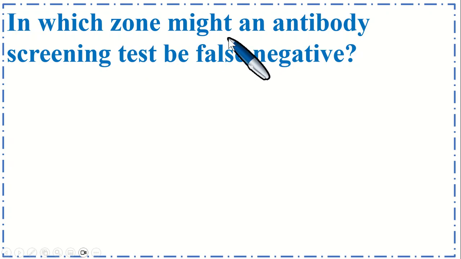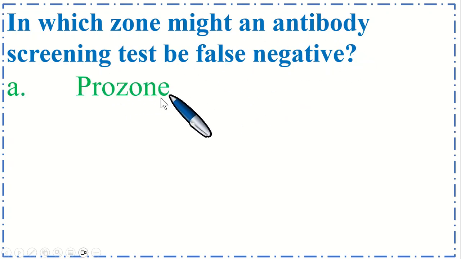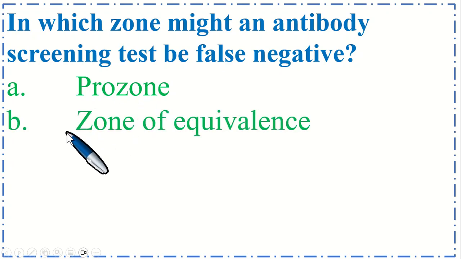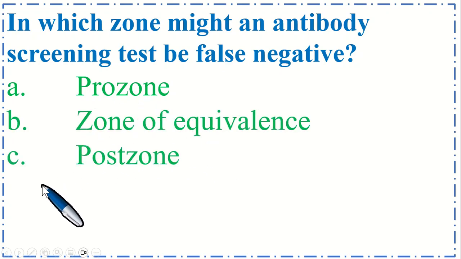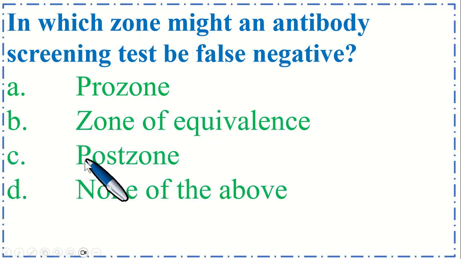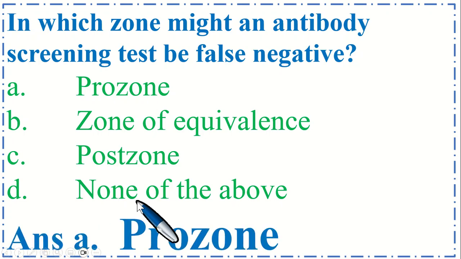In which zone might an antibody screening test be false negative? Option A, prozone. B, zone of equivalence. C, post zone. And option D, none of the above. So the correct option is A, prozone.